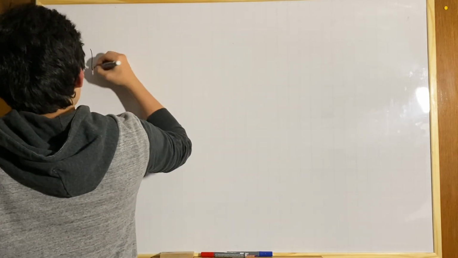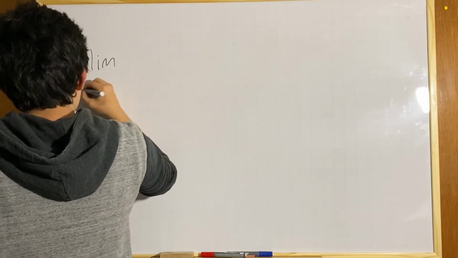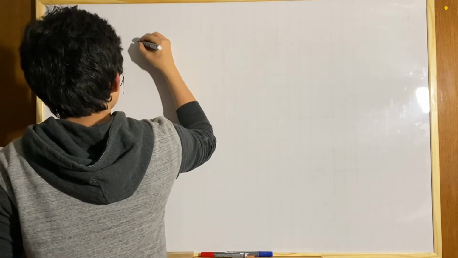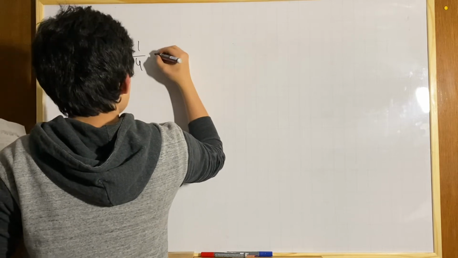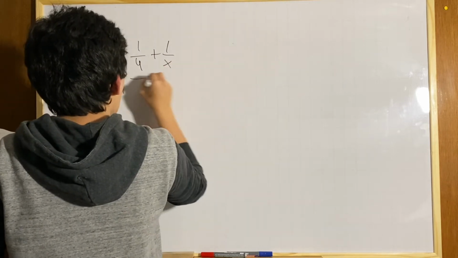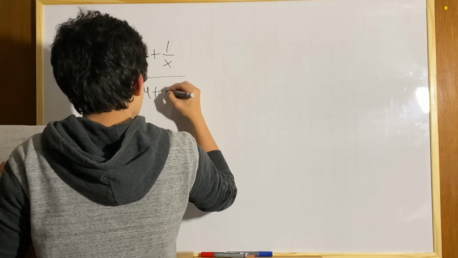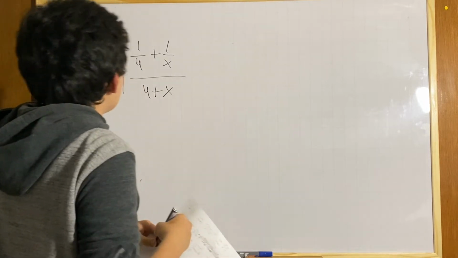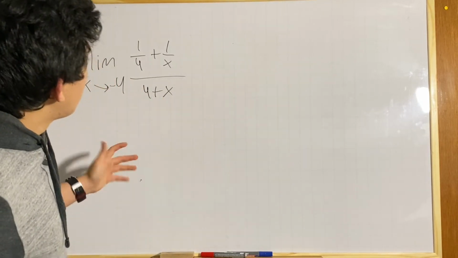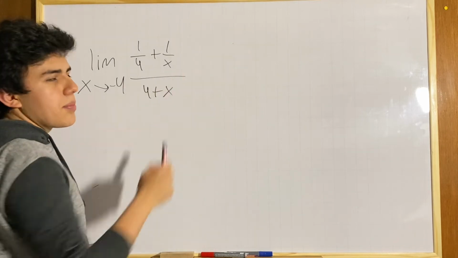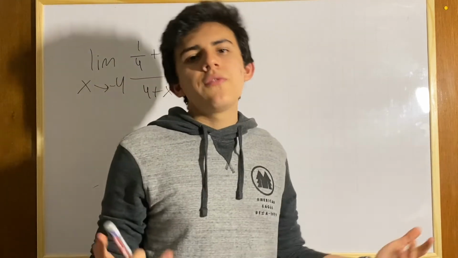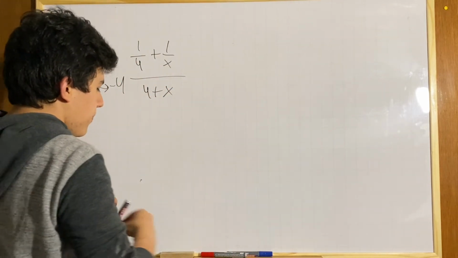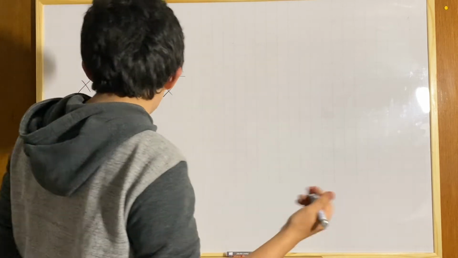We get the limit as x approaches minus 4 of the function (1 over 4 plus 1 over x) over (4 plus x). Once again, we cannot plug minus 4 into the function. So we need to do something pretty cool. First of all, how do we simplify what's up here? We need to find the greatest common denominator. And we do that the following way. I'm going to show you the form so you can remember.